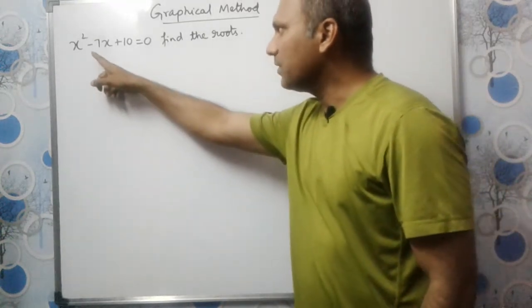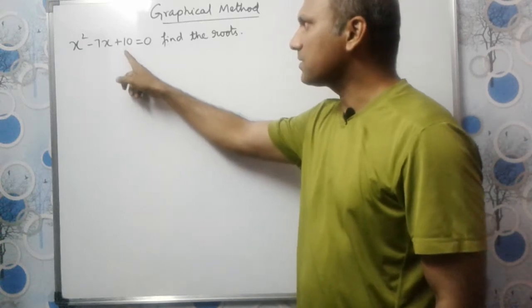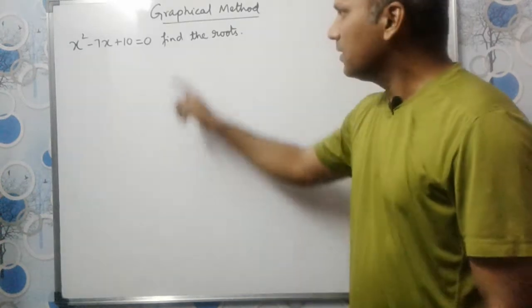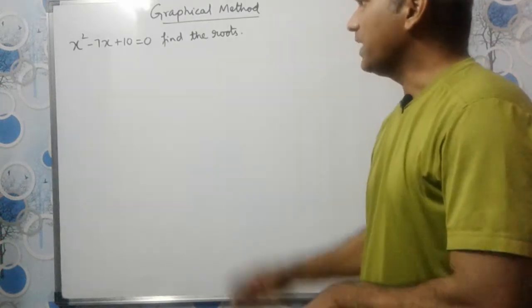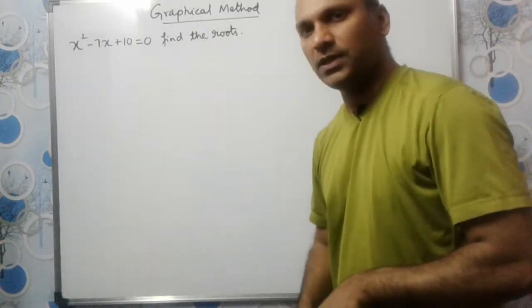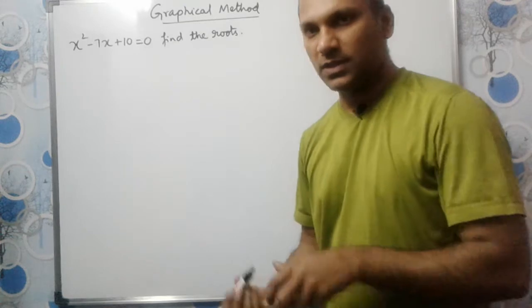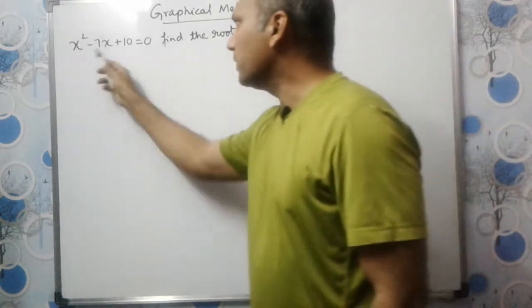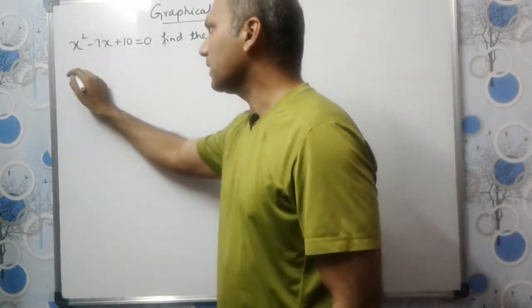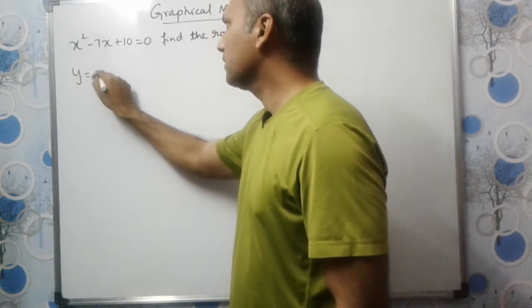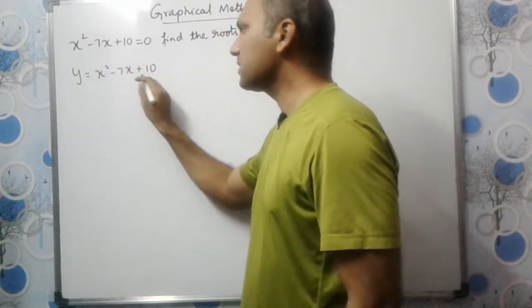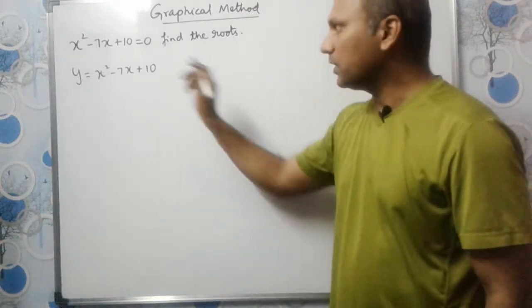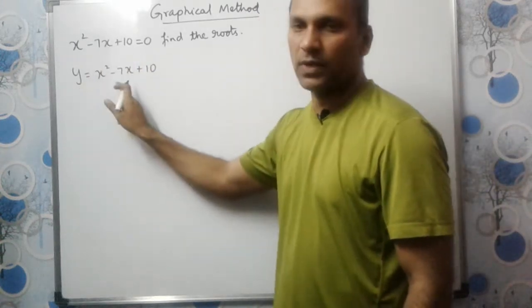So we have an example here, x square minus 7x plus 10 is equal to 0. We need to find the roots, or find the solutions, or find the value of x. It is one and the same. Whatever equation is given, we should take it as y. So y will be equal to x square minus 7x plus 10.